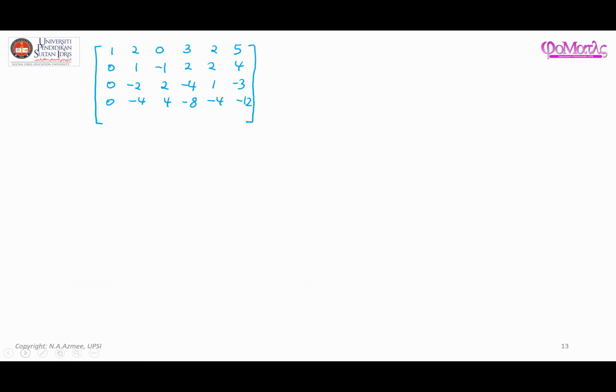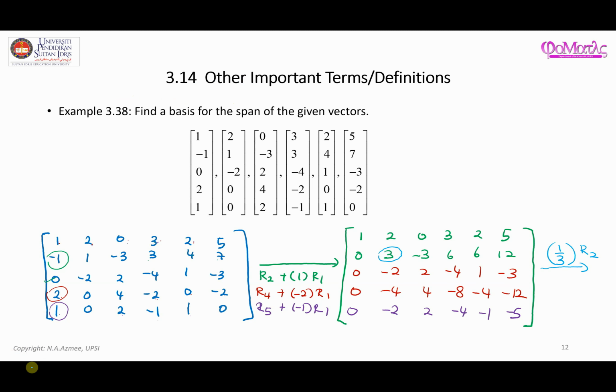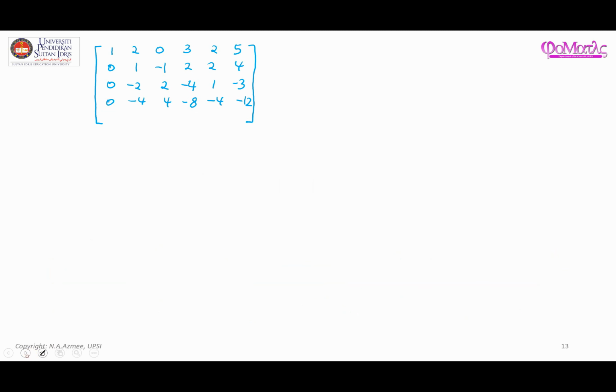Okay, and finally we will have 0, -2, 2, -4, -1, -5. Okay. Now what I can consider next is I will turn this to be 0. So here I will have R3 plus 2R2. Here we will have 1, 2, 0, 3, 2, 5.